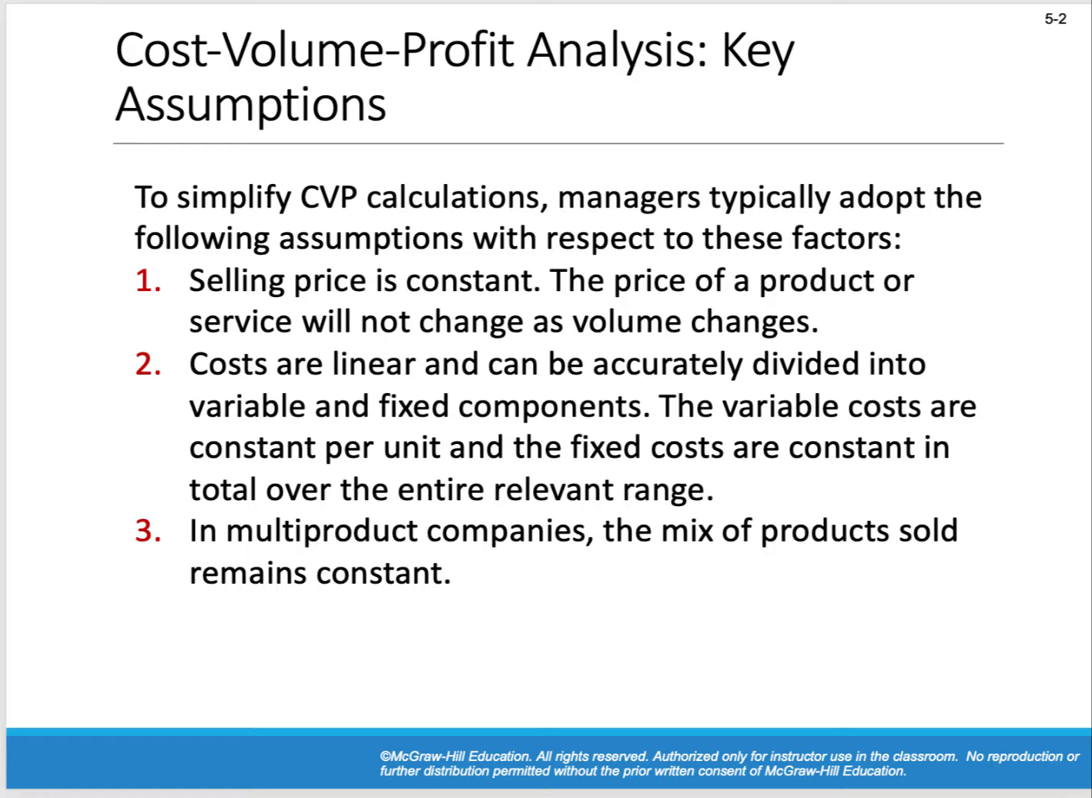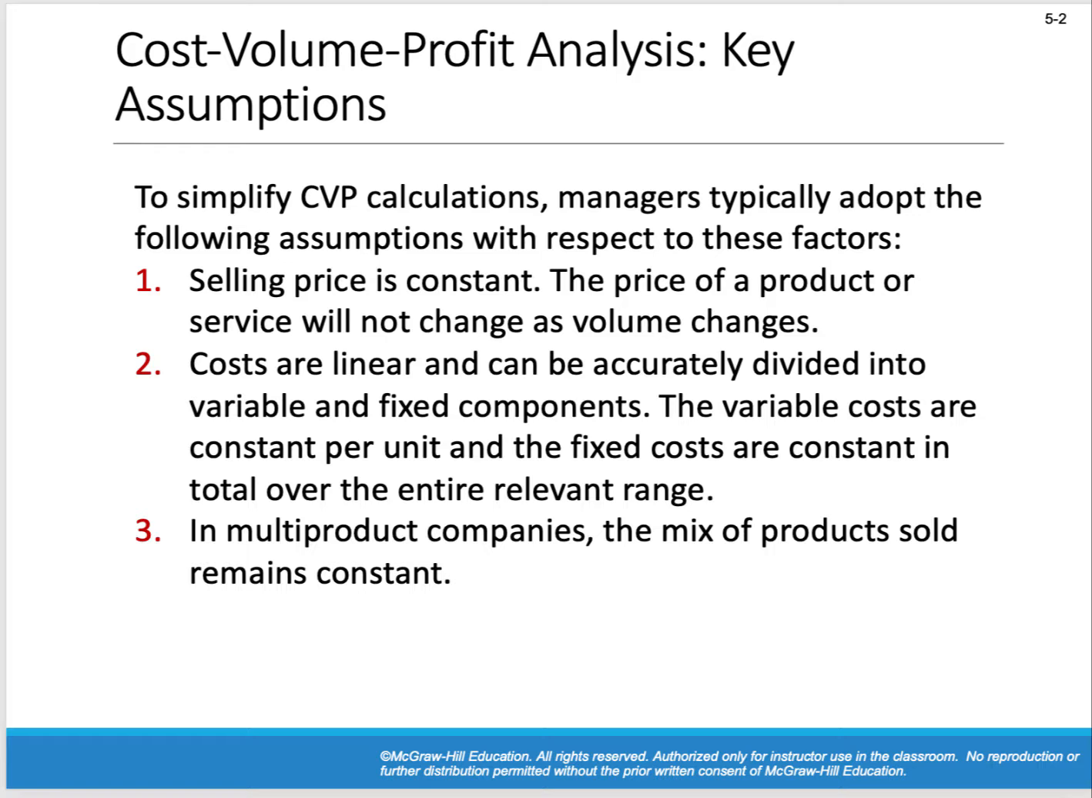The second assumption that we need to remember or keep in mind is that costs are linear, okay? Meaning they're in a straight line, okay? And we assume this linear function, and it allows us to accurately divide our costs into variable and fixed components. So as we get into the CVP analysis, remember, costs are linear, right? And because they're linear, meaning they go up at a constant straight line. And the reason why we assume that is because we need to segregate those costs into variable and fixed, okay?